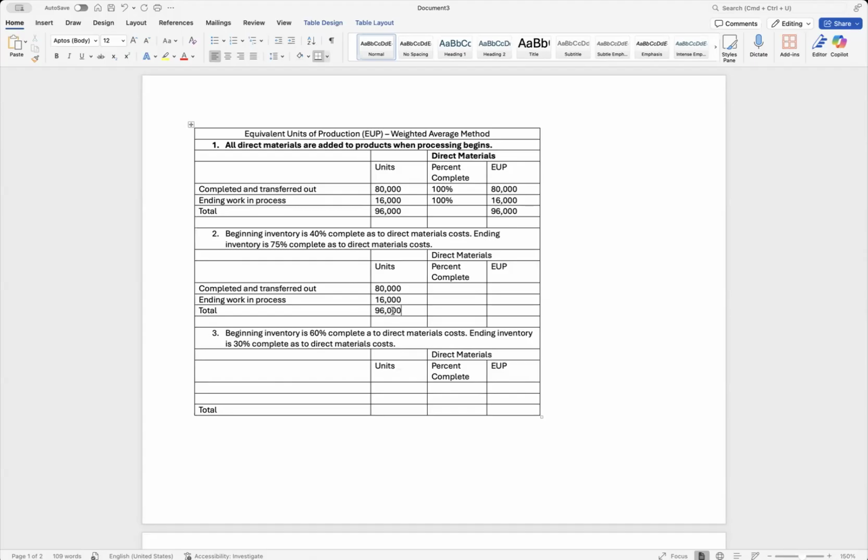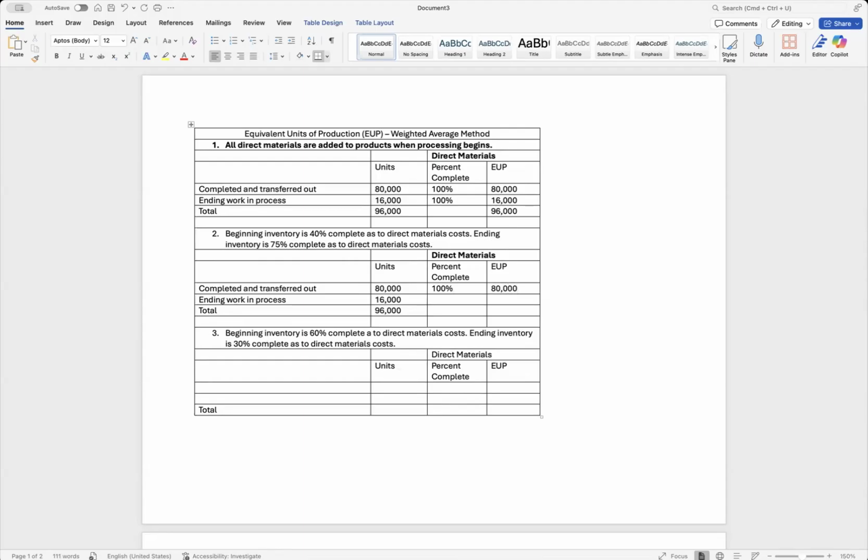And we're going to put our total, which is 96,000 units. All right. But the question says, beginning inventory is 40% complete as to direct materials cost. Ending inventory is 75% complete as to direct materials cost. We have no beginning inventory because, again, the beginning inventory was completed this cycle and is part of this completed and transferred out. Okay. So we're just going to put 100% here again. And the equivalent units of production is 100% of 80,000, which is 80,000.